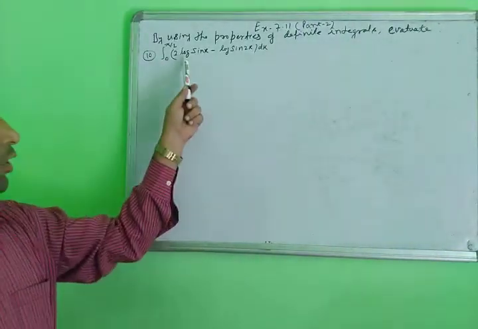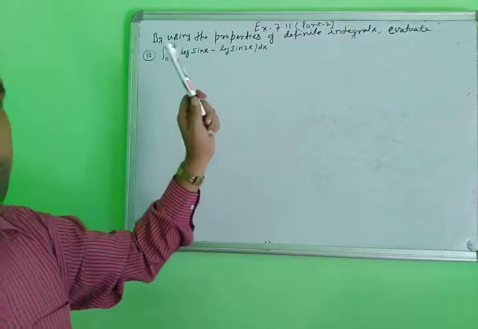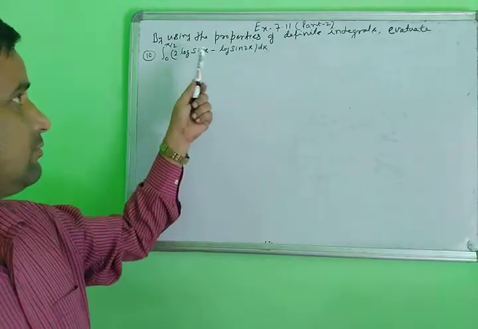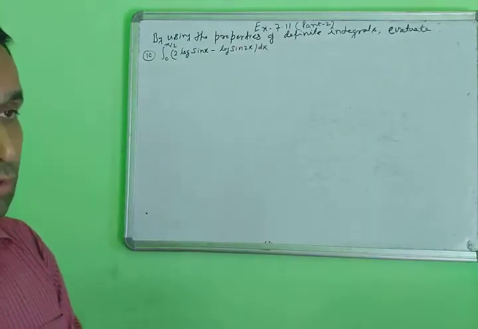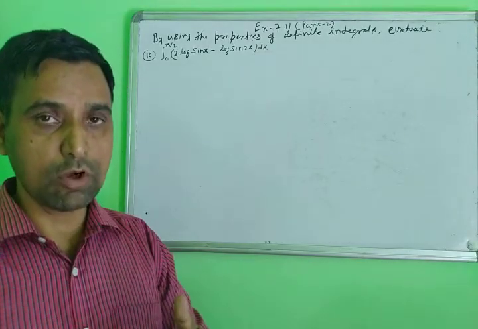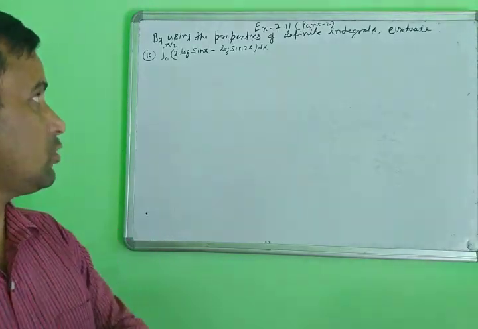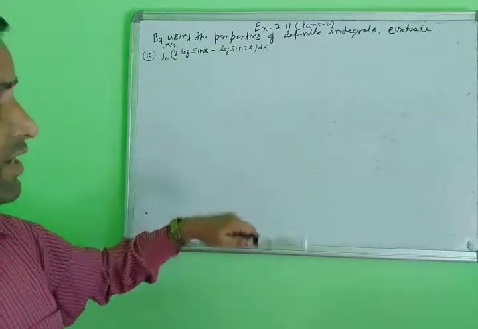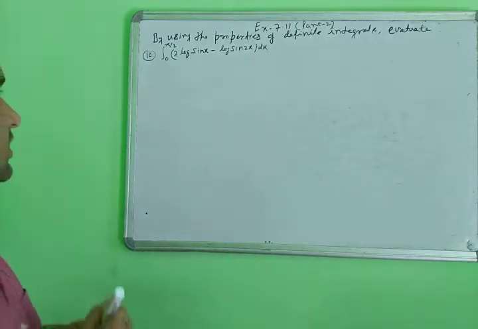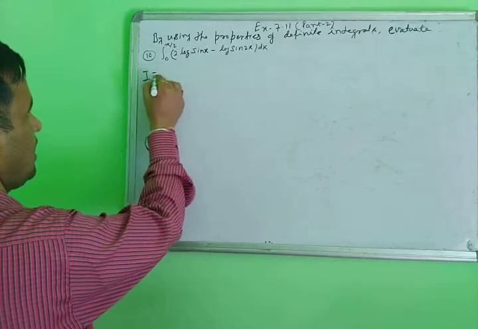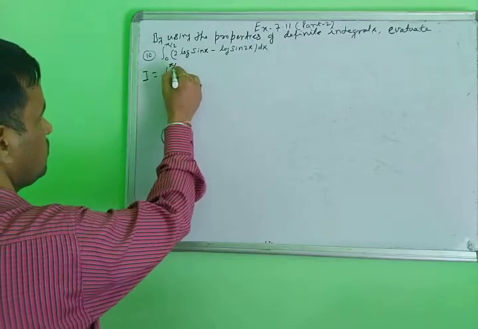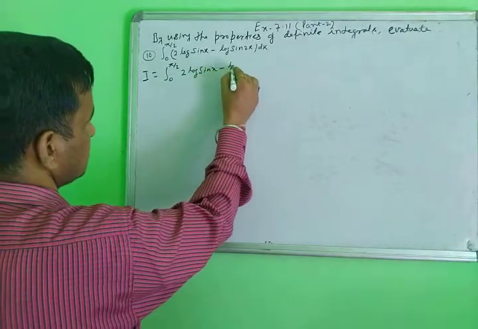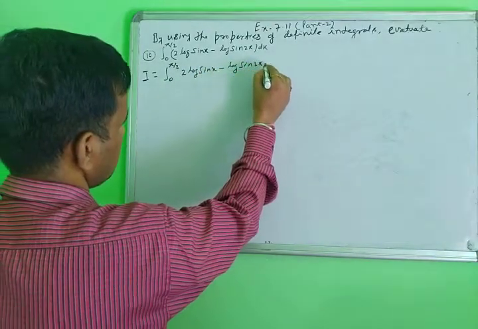First of all, you check here there is log, and you have no identity that can be used directly. So first you use the properties of log on both sides, make it the simplest form, and then find the value of the integral. Now I equals integral from 0 to pi by 2 of 2 log sin x minus log sin 2x dx.